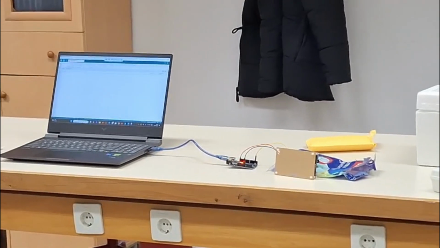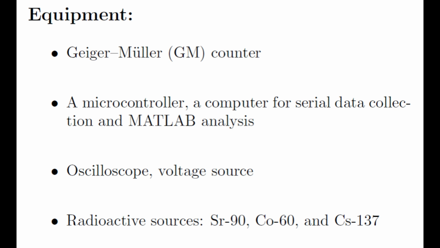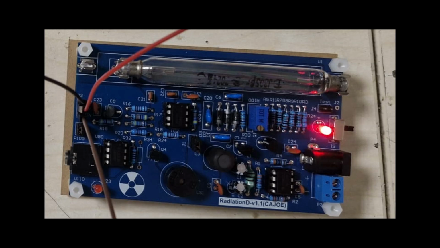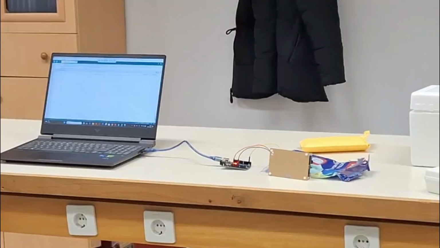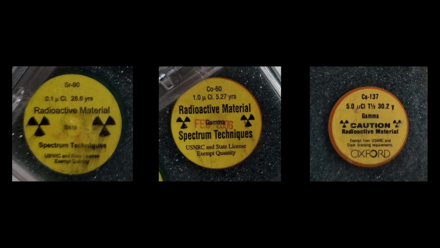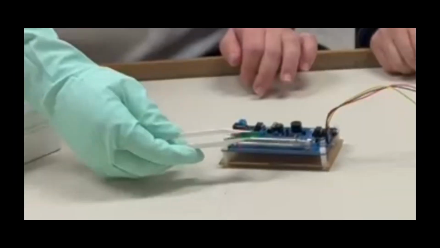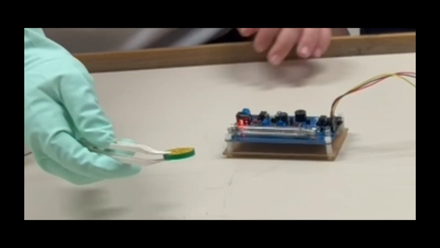To use the randomness in radioactive decay to produce random numbers, we built a hardware system using the following materials: a Geiger-Müller counter, an Arduino Uno microcontroller, a computer, an oscilloscope, and three radioactive sources: strontium-90, cobalt-60, and cesium-137. The Geiger-Müller counter detects ionizing radiation events.